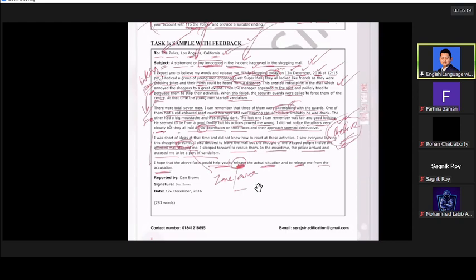Okay, so here let's see, one line gap. There is a reported by Dan Brown, and then the signature like this, and also date. 12th December 2016. Okay, the day when this thing happened, he was writing on the same day. Remember, this day or these dates should match always.